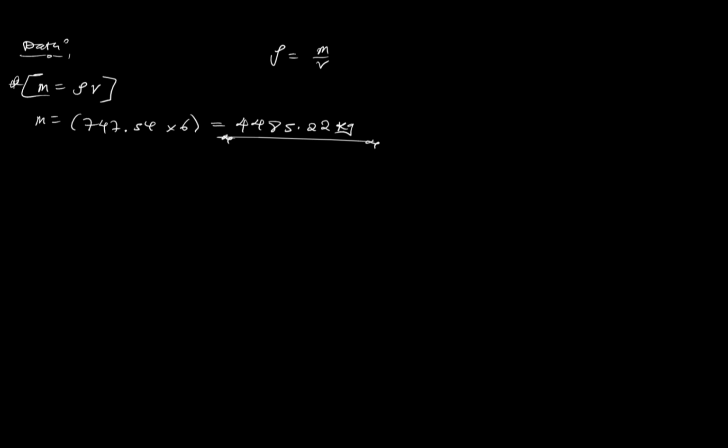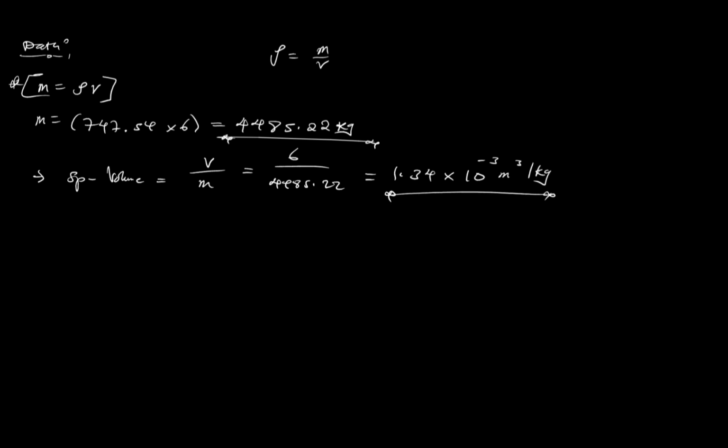Having the mass, we can then say that the specific volume is equal to, as we said, the volume of the fluid divided by the mass. The volume is 6, divided by its mass, which is 4485.22, will give us about 1.34 times 10 to the minus 3 meter cubed per kilogram. So that is basically our specific volume. And in the end, we've been asked to find our specific gravity.